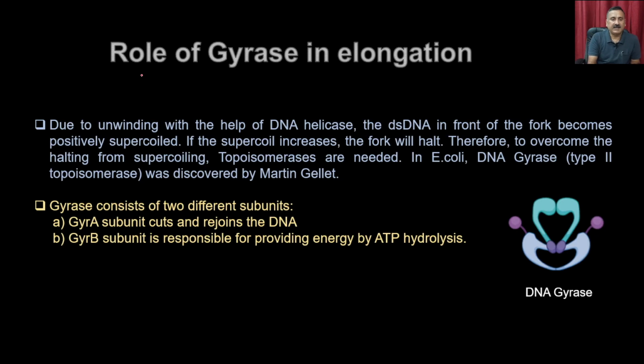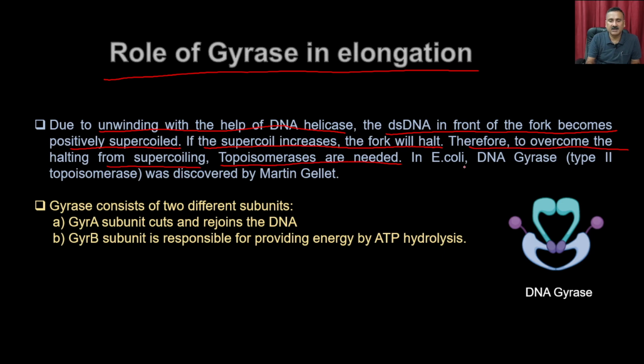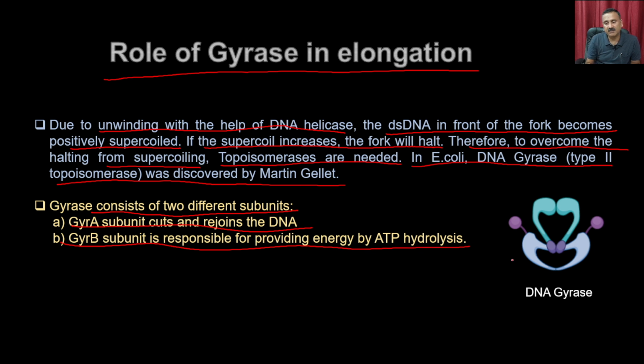Now, what is the role of gyrase in the elongation? Due to the unwinding with the help of DNA helicase, the double stranded DNA in front of the fork becomes positively supercoiled. If the supercoiling increases, the fork will halt. Therefore, to overcome the halting from the supercoiling, topoisomerases are needed. In E. coli, the DNA gyrase, a type 2 topoisomerase, was discovered by the scientist Martin Gellert. Gyrase contains two different subunits, Gyr A, which cuts and rejoins the DNA, and Gyr B, which is responsible for providing the energy by ATP hydrolysis.